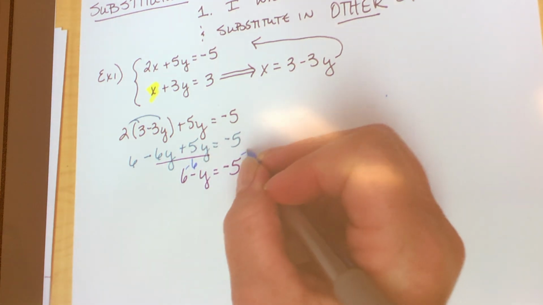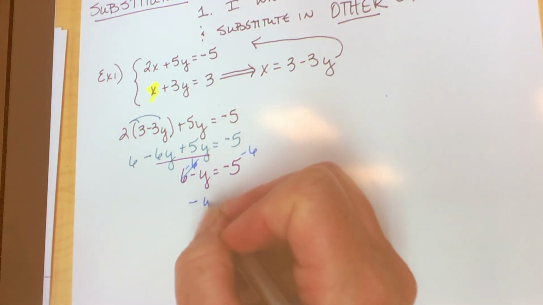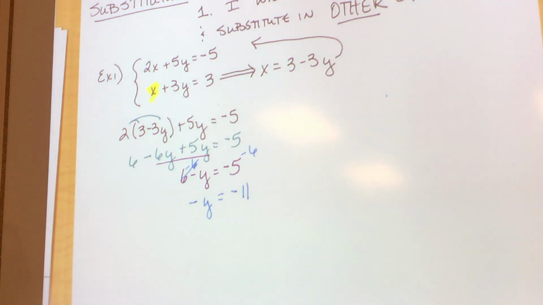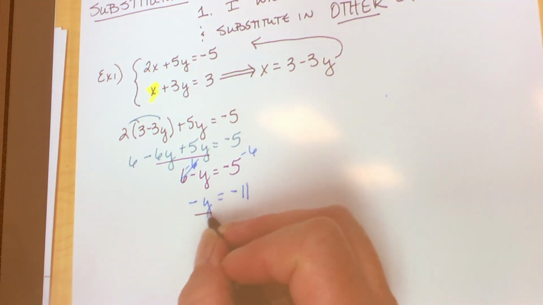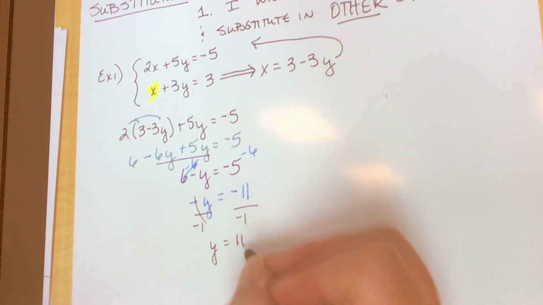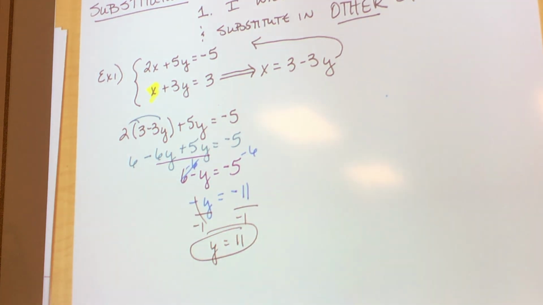Subtract 6 from both sides. So negative y is equal to negative 11. Now what am I going to do? Divide by negative 1. And all that's going to do is change that sign, right? Y is 11. I circle it, okay?